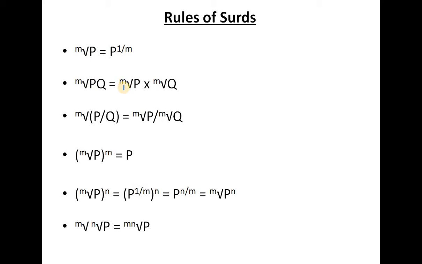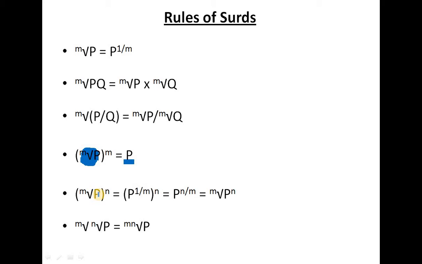Here is the product of two numbers. This can also be written in the same way. This is the division, so here the distribution of power gives m root of p divided by m root of q. Here you can see m root of p, the whole to the power m. The part inside the bracket will give you p to the power 1 by m, and p to the power 1 by m into m will give you p to the power 1, that is nothing but p.